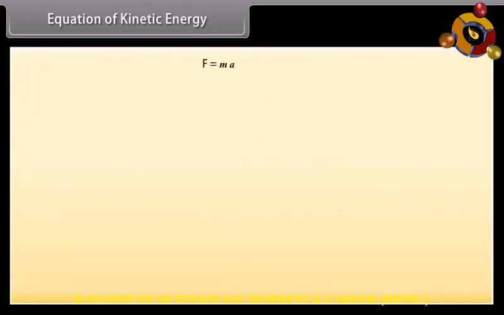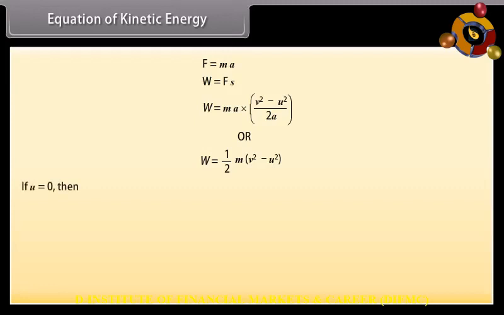We know that F is equal to ma, so by using values of F and s in the equation of work, we get W is equal to ma into (v square minus u square) upon 2a. Or we can write it as W is equal to 1 upon 2 into m into (v square minus u square). If the object is starting from its stationary position, that is u is equal to 0, then the work done, W is equal to 1 upon 2 into mv square.